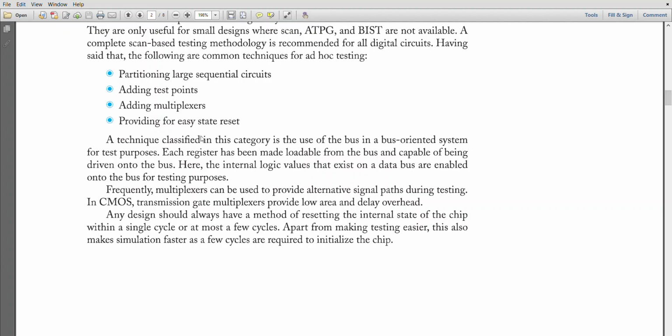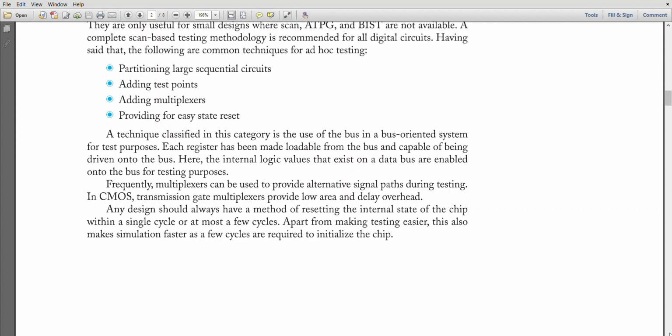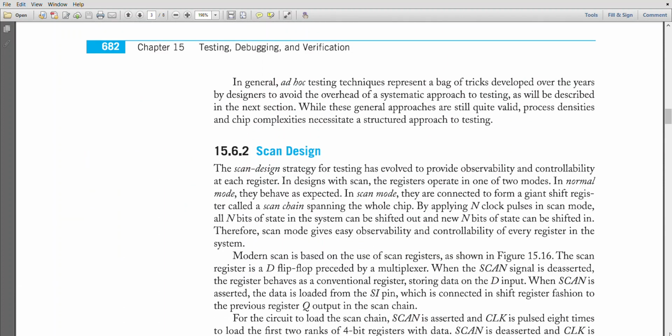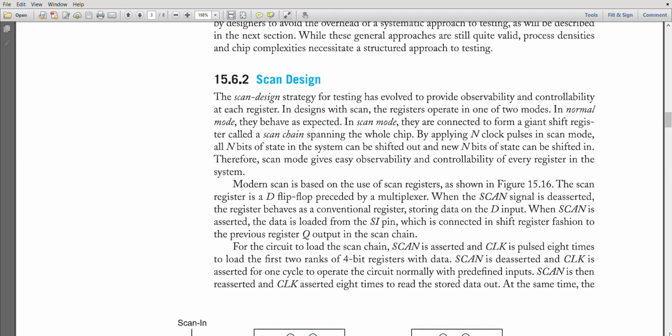A technique classified in this category is the use of the bus in a bus oriented system for test purposes. Each register has been made loadable from the bus and capable of being driven onto the bus. Here the internal logic values that exist on a data bus are enabled onto the bus for testing purposes. So we are not going into the major details of ad hoc testing. Ad hoc testing is not very popular, and I would say it is not used for practical circuits.